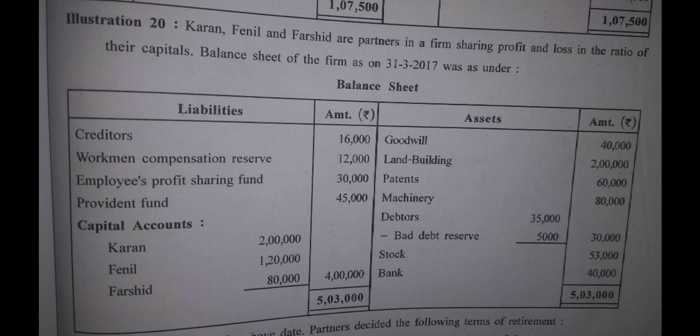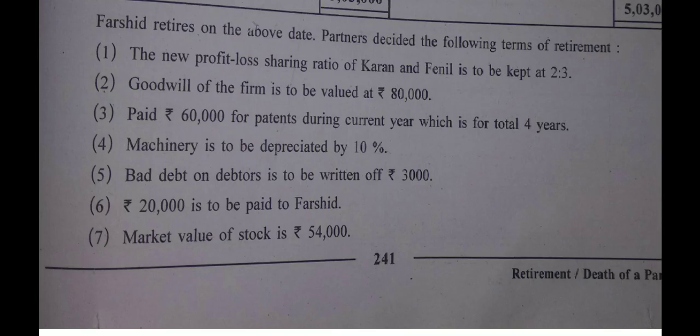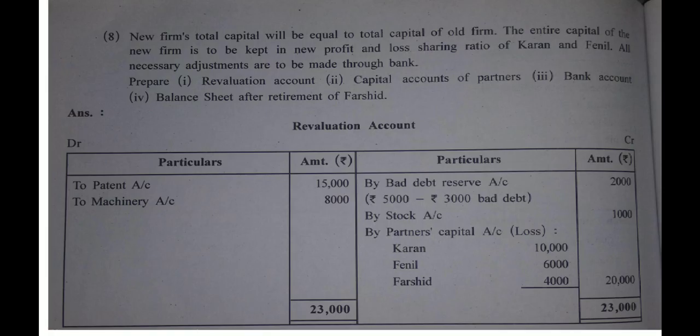So this is your question. These are the adjustments given below. This is the 8th adjustment, which is completely new. The new firm's total capital will be equal to the total capital of the old firm. The entire capital of the new firm is to be kept in the new ratio. This is the last adjustment, so obviously we are going to do the 7 adjustments first and the 8th adjustment in the last.